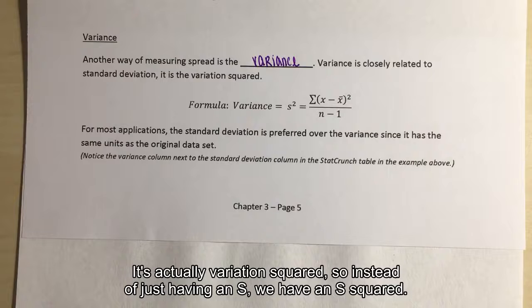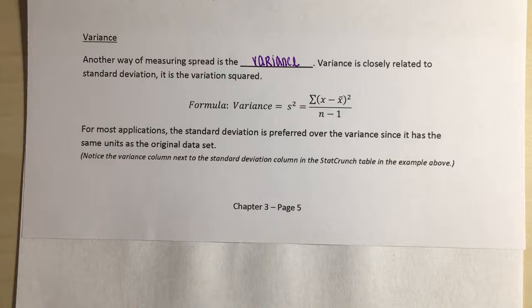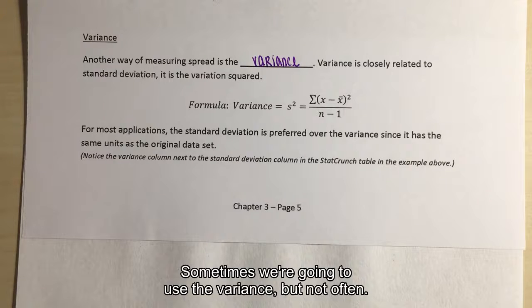It's actually the standard deviation squared. So instead of just having an S, we have an S squared. The only difference in our formula is that we don't take the square root at the end. Sometimes we're going to use the variance, but not often.